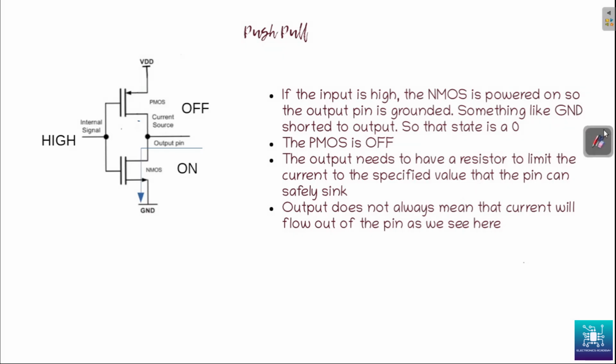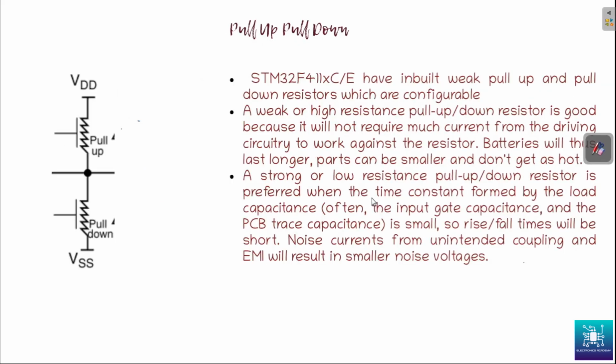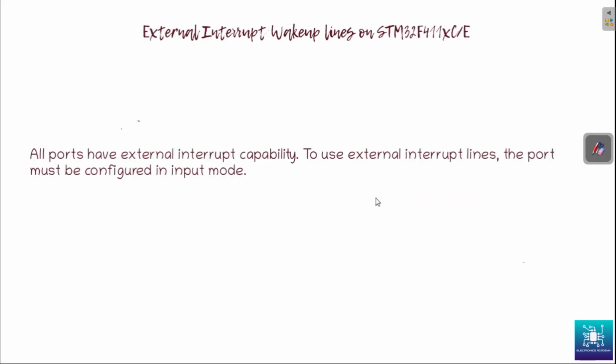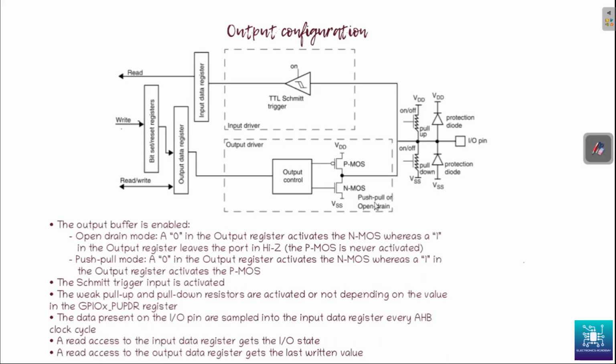And as you can see, the output of the push pull always needs to have a resistor to limit the current to the specified value. Okay, so here it's not a pull up pull down for the push pull, but you need to have an output. The output current has to be controlled here, and the weak pull up pull down could do that job.